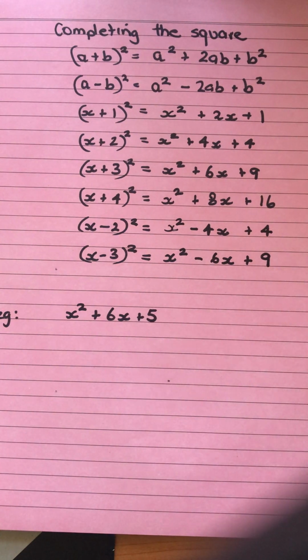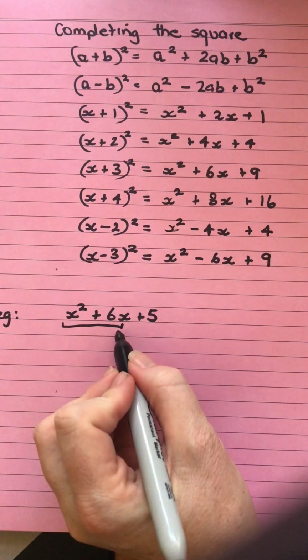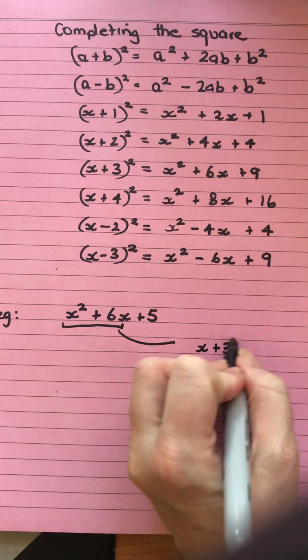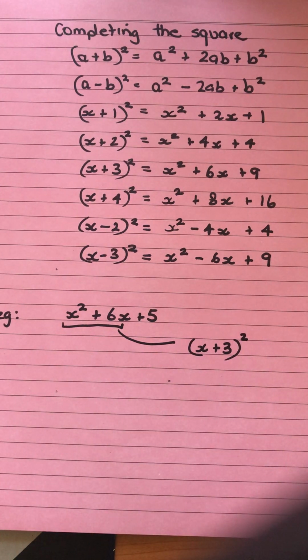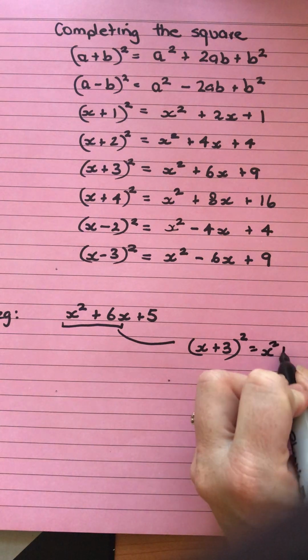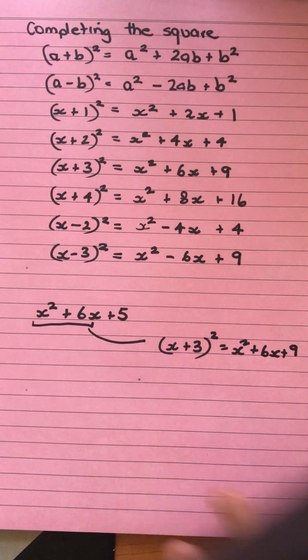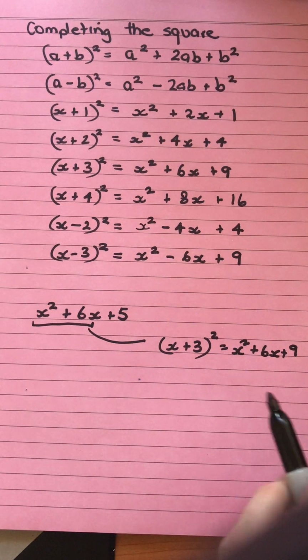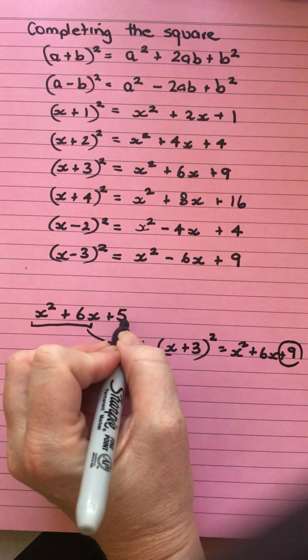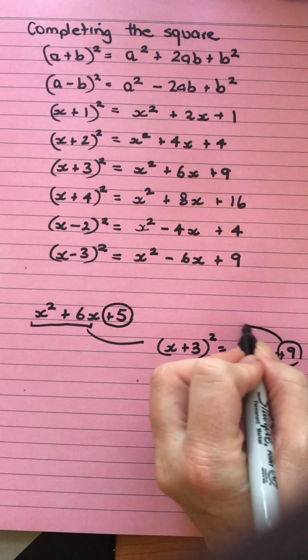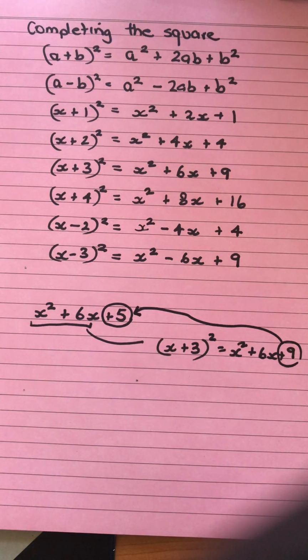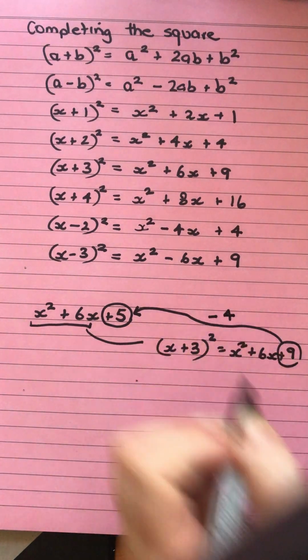So when I look at a question where I'm given a quadratic, my first step is always to look at those first 2 terms and decide what that would be if it was in a perfect square. So looking at x² + 6x + 5, I would use my pattern for (x + 3)². Now when I expand that out, I'm going to get x² + 6x + 9. So then I look at the plus 9 here, but I want a plus 5. So to get from plus 9 to plus 5, I'm going to need to take away 4.